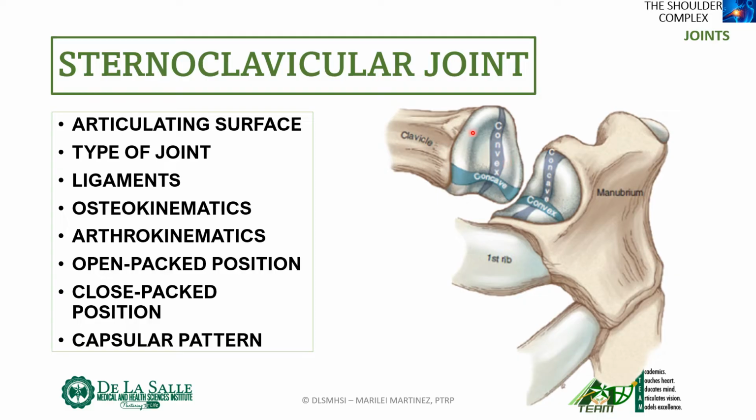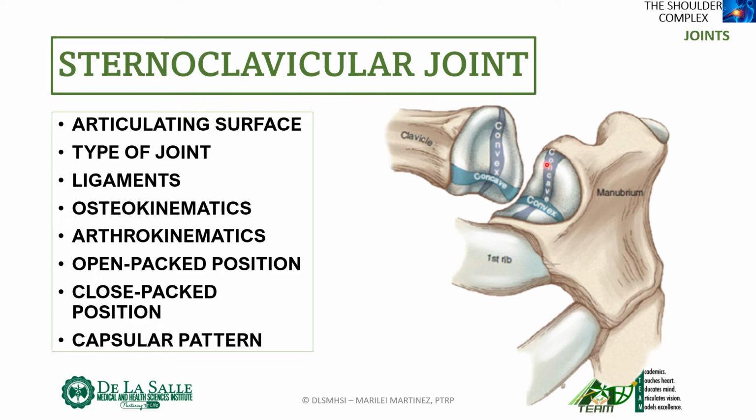As to the articulating surface, we have the sternal end of the clavicle and the clavicular facet of the sternum. Specifically, as to the shape, we have two shapes per articulating surface. So we have the convex shape on the longitudinal diameter of the sternal end of the clavicle, and as to the transverse diameter of the sternal end of the clavicle, it is concave. On the other hand, for the sternum, just reverse the shape of the articulating surfaces of the clavicle.